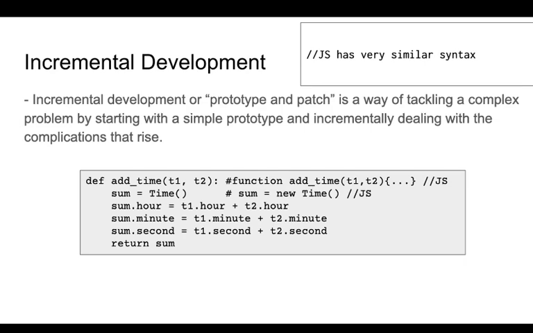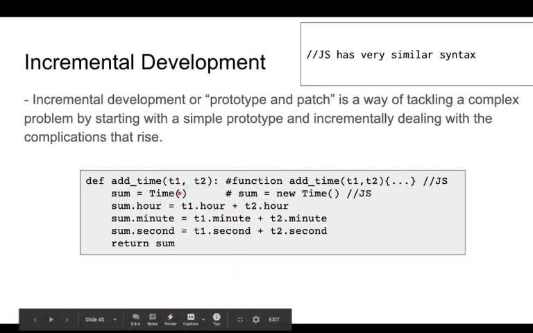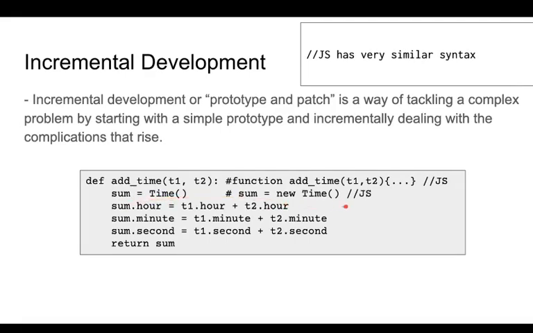So here, we started with the function add time. There's your two time objects. We create a new time object. Here's how it looks in JavaScript. And the rest of the lines are very similar between the two languages. You add up your hours, add up your minutes, add up your seconds, and you return the sum, the total of those times.